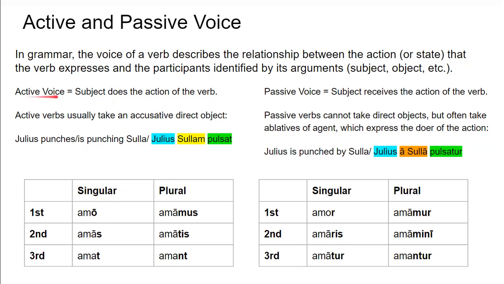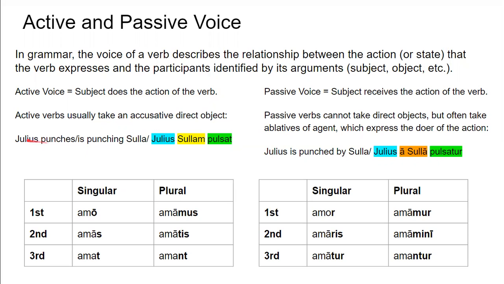So active voice means the subject does the action of the verb, whereas passive voice means that the subject receives the action of the verb. Now, active verbs usually take a direct object in the accusative. There's a few exceptions, for example, special verbs that will take dative direct objects like faveo or credo, and a few other verbs that will take an ablative. So for example, the verb utor, to use.